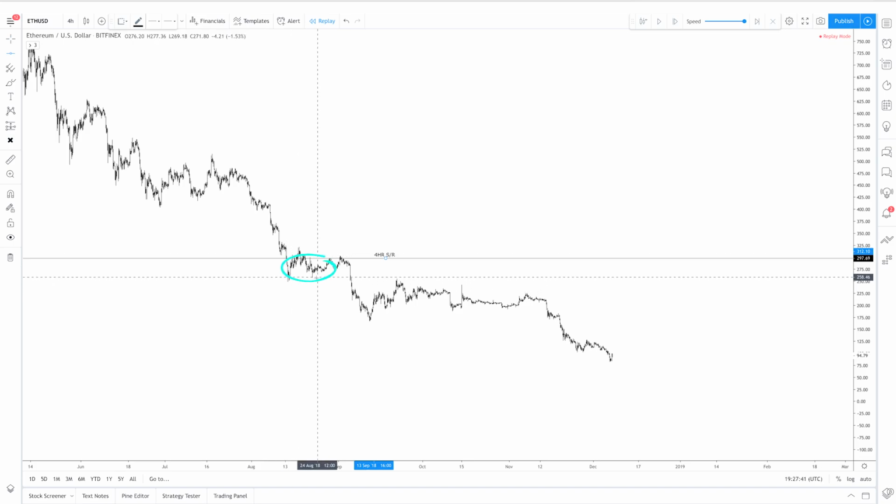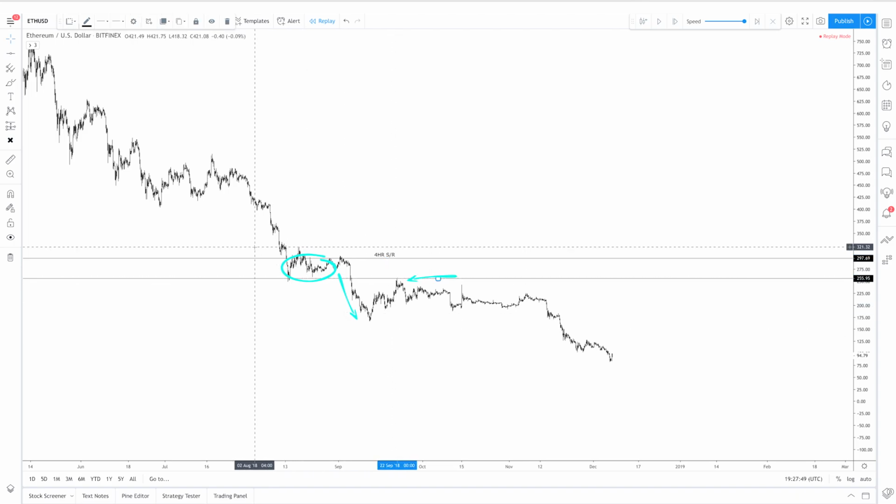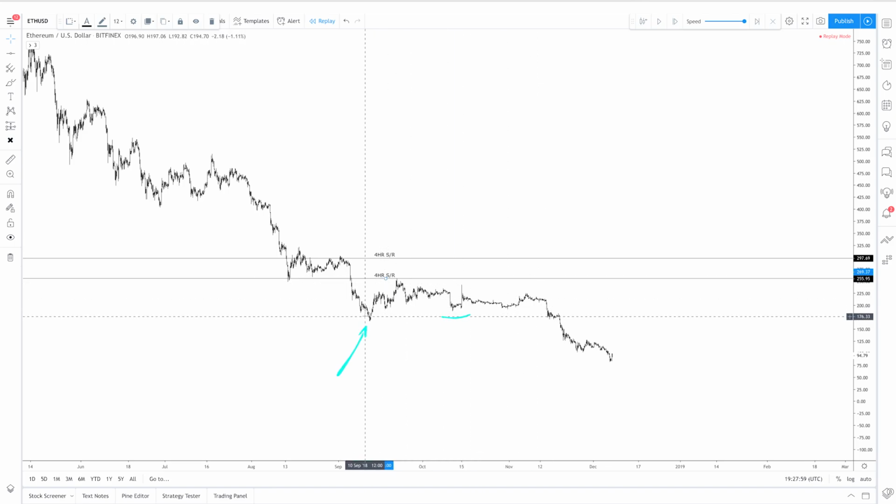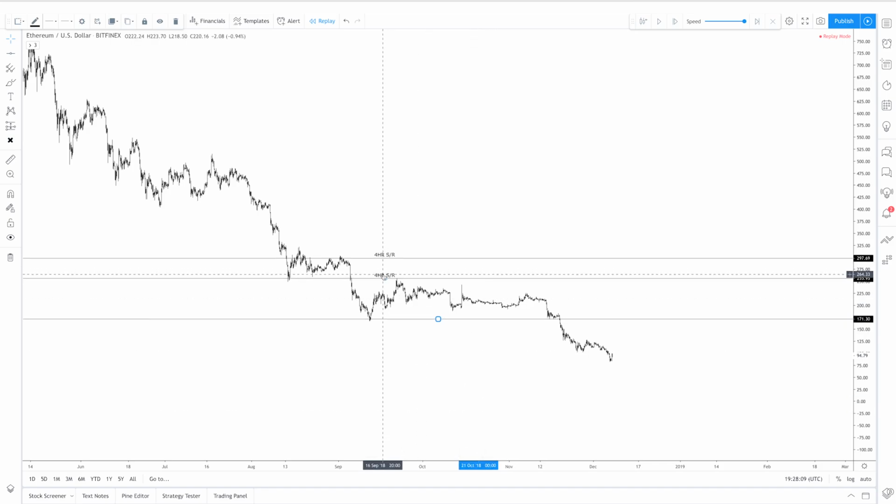Here is a support zone, which was a pivotal point as we broke down out of it. And we can see that we retested it right here. So another one. Let's take that, copy and paste it. Right there. And we can see here, price was support, consolidation, breakdown. So let's mark that off.